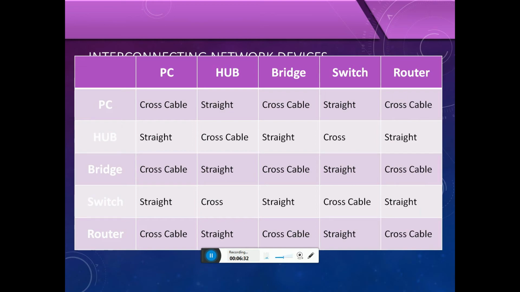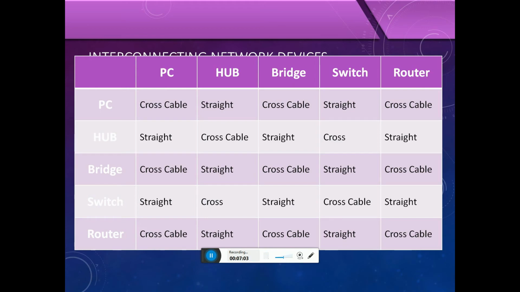This is the most important slide. I will explain, so please listen very carefully. What cables are used when connecting PC, hub, bridge, switch, and router? PC to PC is a cross cable. PC to hub is a straight cable. PC to bridge is a cross cable. PC to switch is a straight cable. PC to router is a cross cable.